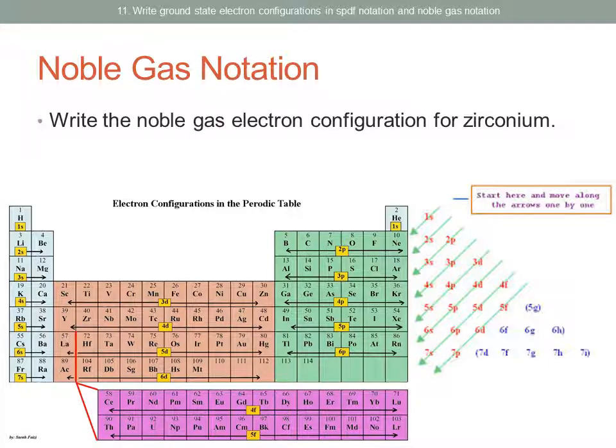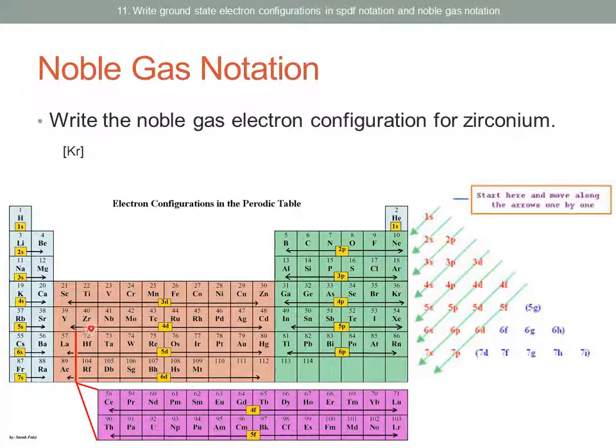Alright, next one. We're asked to write the noble gas electron configuration for zirconium. Zirconium is here on the d block. We can see it's atomic number 40. So if we're going to write the noble gas notation, we look back to the previous noble gas, which is krypton. So we put the symbol for krypton in brackets. And again, what that is telling us is that zirconium has krypton's electron configuration. So all these electrons that we would show, everything up to 4p6, that's what would be included in krypton's configuration. Then we just show everything after that.